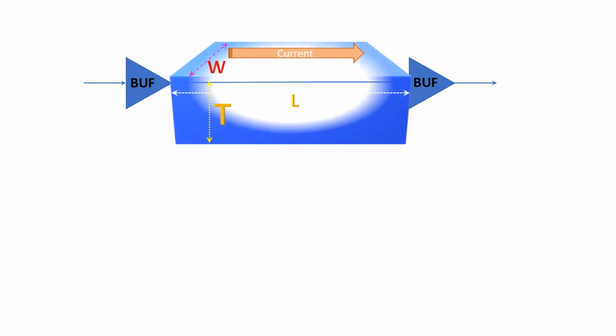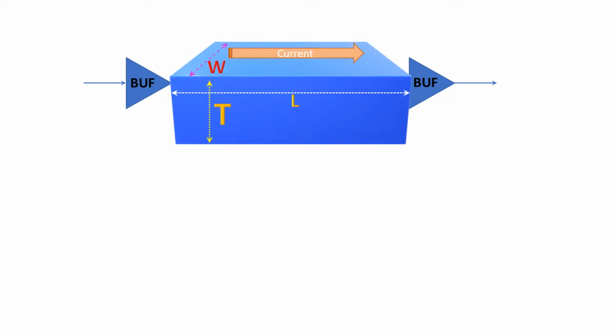Here the gate can be a buffer, an inverter, a NAND gate, or any other gate. If you see the representation of this conductor, this is the width, this is the length, and this is the thickness. Current is moving from one buffer or gate to another gate, so it is moving in this direction. Length is shown here.